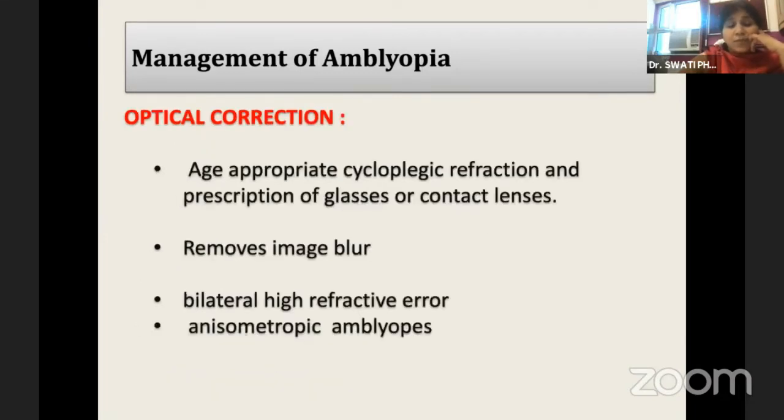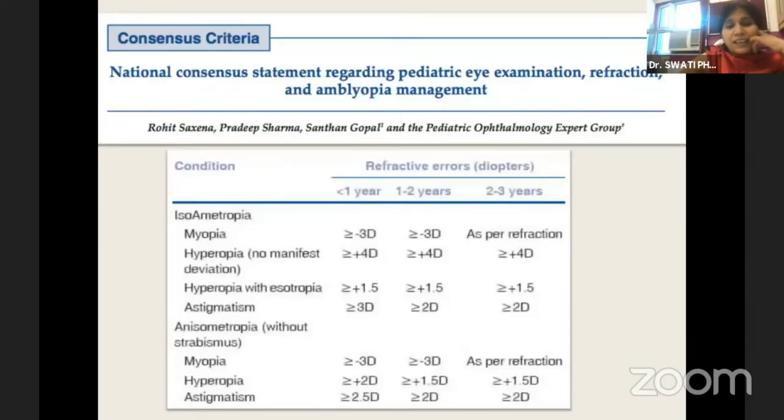Still, optical correction, as I said, can never be overemphasized. The proper cycloplegic refraction and proper prescription of glasses can never be overemphasized, and that's the first step for the management of amblyopia. These are the current guidelines which were published in IJO last year, on how and when we should prescribe optical corrections for these patients. You need not correct small amounts of refractive error in all patients. There are guidelines according to which you need to give corrections. They are different for myopias, hypermetropias, isometropia and anisometropia.